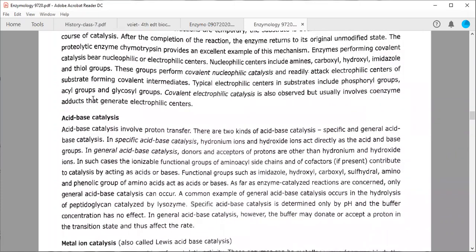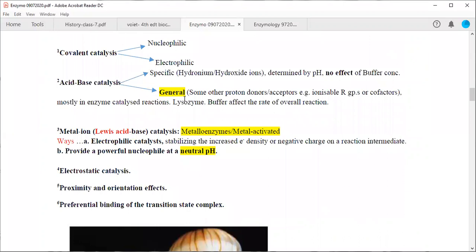So let's discuss acid-base catalysis. This is the second type given here. Obviously this is acid-base catalysis, so it involves some kind of proton transfer. Some H positive ions will be transferred from one to the other, and we will see exactly how they are transferred. Now this can be divided into two main types: one is called specific, one is called general. I highlighted the general because most of the enzymes come under this class.